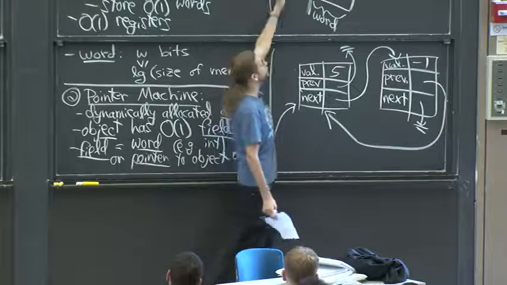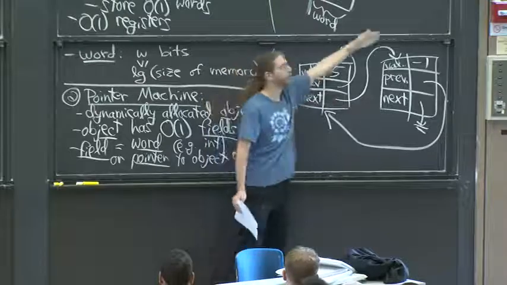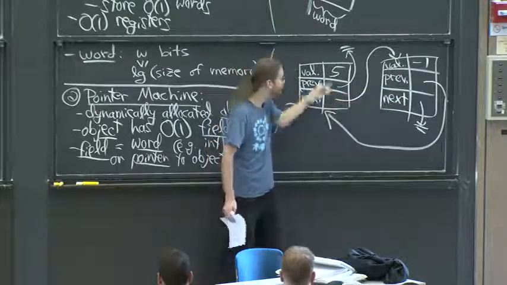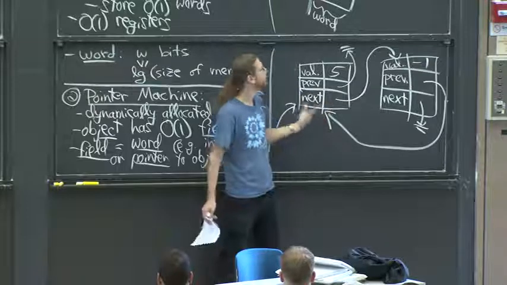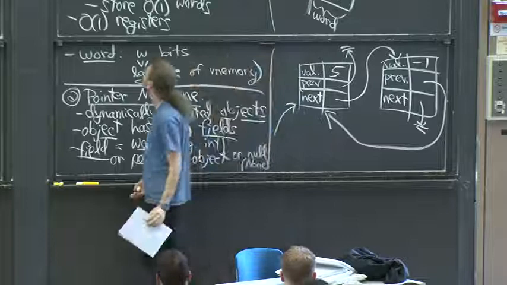Because then you can take a pointer and you can add 1 to it and go to the next thing after that. In this model, you can just follow a pointer. That's all you can do. Following a pointer costs constant time. Changing one of these fields costs constant time. All the usual things you might imagine doing to these objects take constant time.